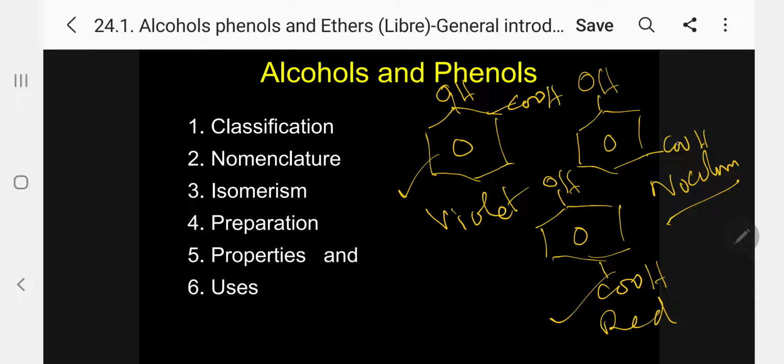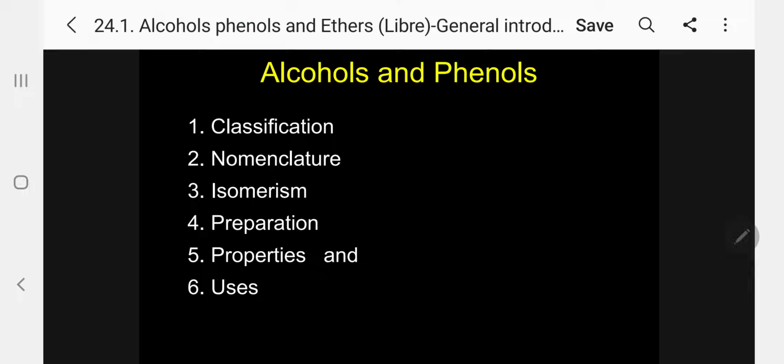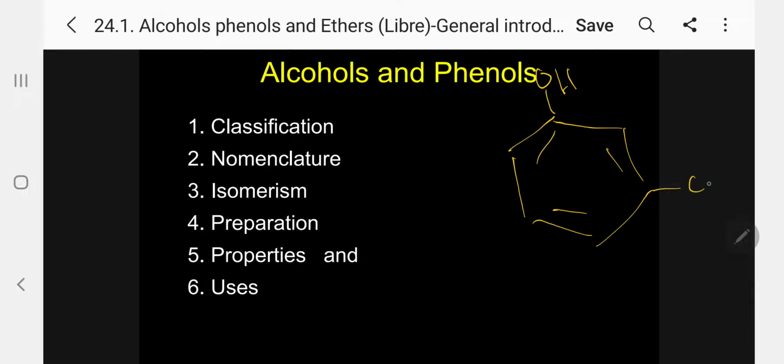Second thing is no color. Why is meta-hydroxybenzoic acid not giving color? The reason, kindly follow, is the resonance structure. If you go for resonance, whenever a reaction is written, you have to write it in this way. So I am writing here meta-hydroxybenzoic acid.